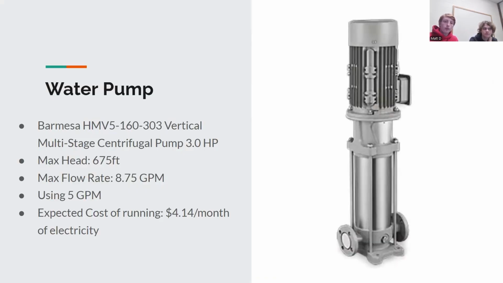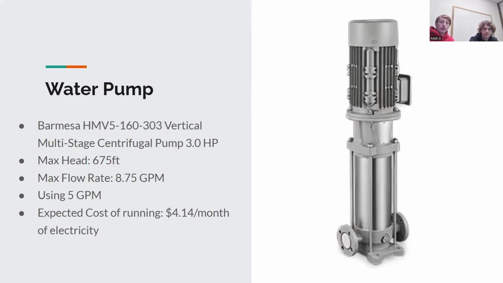And this is the water pump that we chose to use. It has a max height of 675 feet. Its flow rate is 8.75 gallons per minute. And in our calculations, we used 5 gallons per minute, which is 300 gallons per hour.